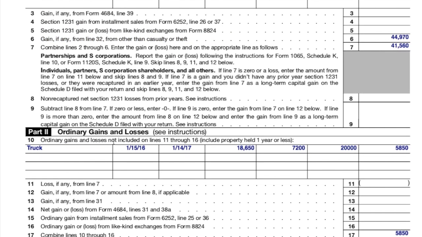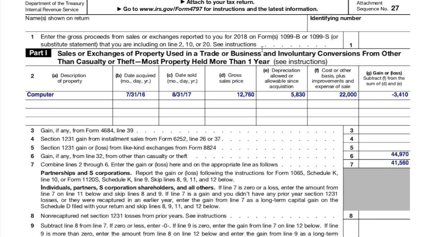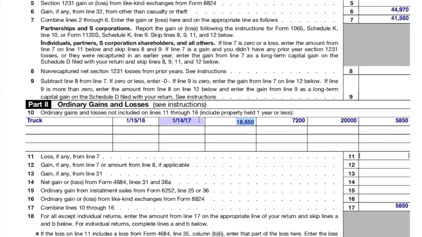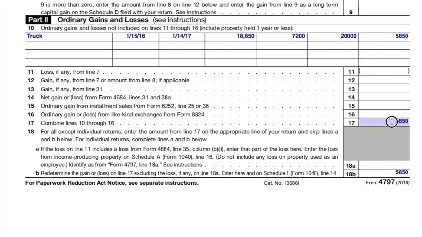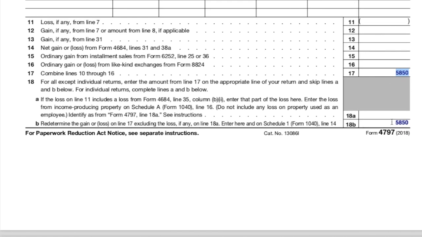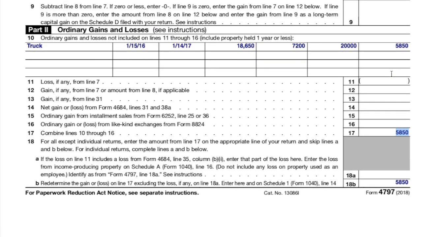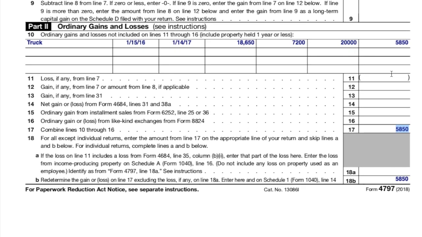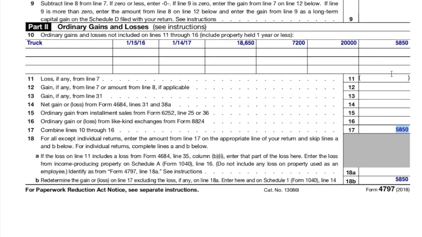Part 2, ordinary gains and losses. So what does that mean? How do they become ordinary? It was held for less than a year, like our truck, and so that is reported here. You can follow the same headings as up here, down here. And here's that gain we calculated, which gets combined on line 17 and then transferred to a total on 18B. And you can see this amount is not going to go to our Schedule D. Schedule D is a summary of capital gains and losses taxed at the preferential rate or capped at other rates for recapture.